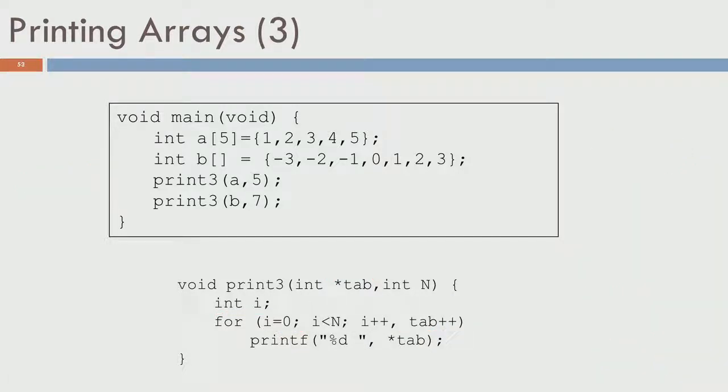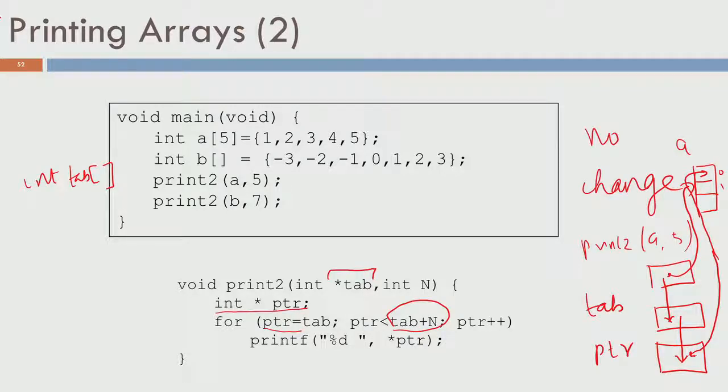Let us look at print 3. In print 3, we do not use this ptr anymore. In fact, if you look at print 2, all we did was make a copy of tab to ptr. tab itself was a copy of pointer to a of 0 and we made a copy of that and used it for the iteration. We do not have to do that.